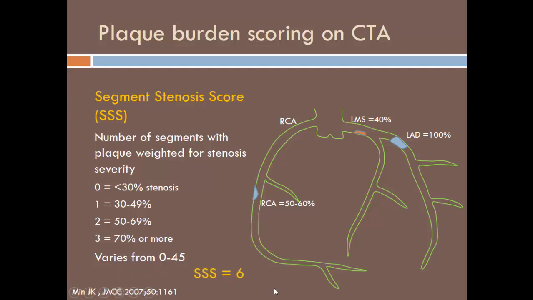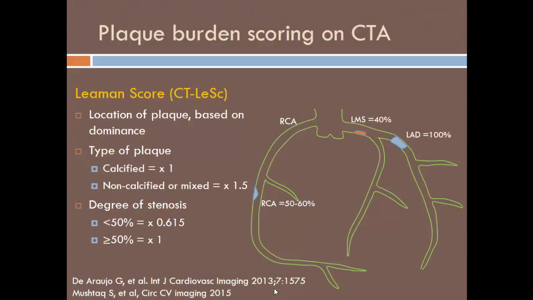So this takes into account the number of plaques and the degree of stenosis, but is not taking into account the location of the plaque. So the next one takes account of that. This is the Leaman score. The Leaman score looks at the number of plaques and the location of plaque based on dominance. The type of plaque, whether it's calcified or non-calcified, and it also takes into account the degree of stenosis. So this is becoming more complex now, isn't it, in terms of quantification.